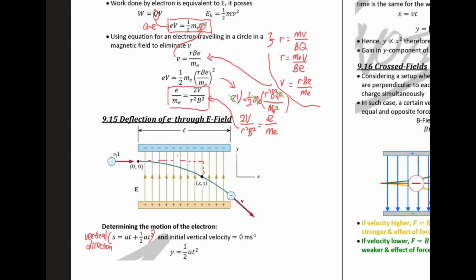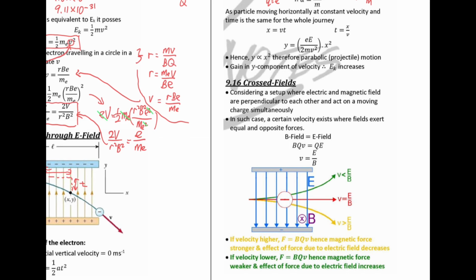Horizontally, the time span from here to here is t. Vertically, the time span from here to here is also t. It has the same timing. So it has the same timing for the particle to travel from here to here horizontally, or vertically to travel from this point to this point. We take the same timing. So that is what they are trying to say.